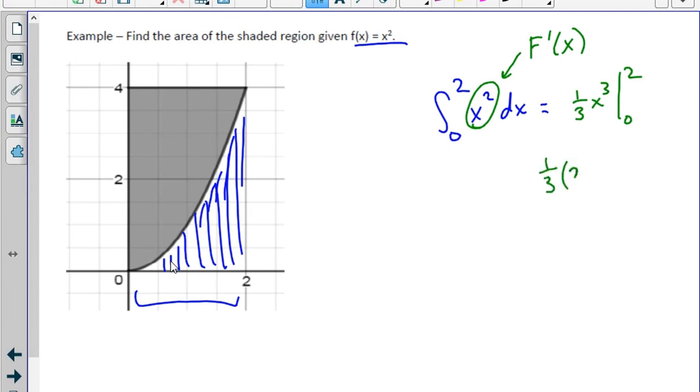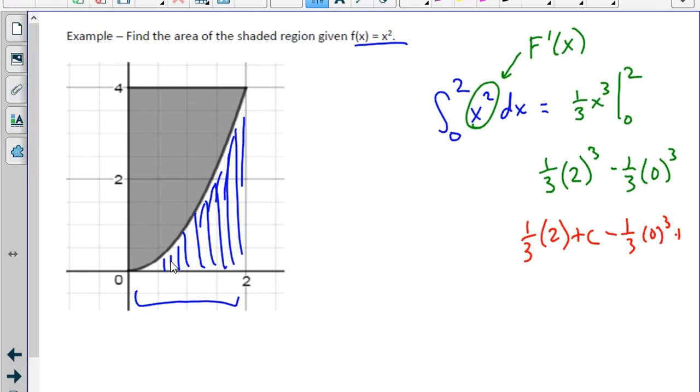So I have 1/3 times 2 cubed minus 1/3 times 0 cubed. Really quick, just a sidebar: even if I had some constant in there, it would go away after I subtracted those two things. The constants would cancel. So I don't even really need the constant when I'm doing the fundamental theorem of calculus, where I take the integral and substitute two things in. If I look at this answer, I will get 8/3 minus 0, which is 8/3.